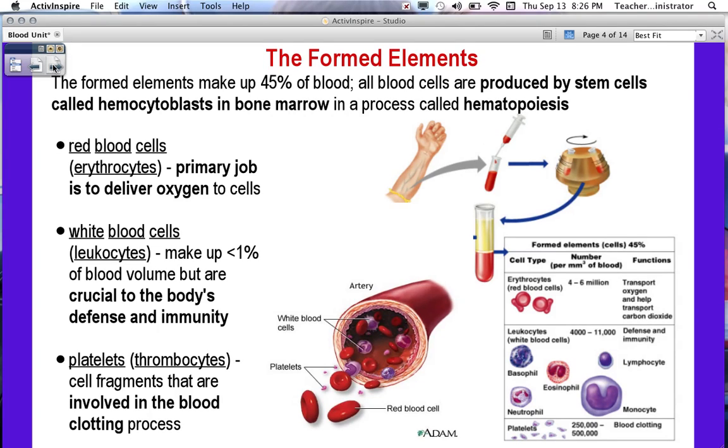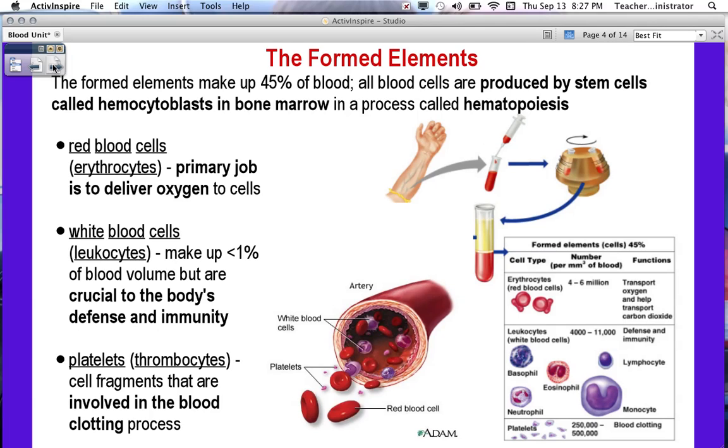If you were going to look at your whole blood, the formed elements make up about 45% of your blood, and all your blood cells are produced by stem cells called hemocytoblasts. And those hemocytoblasts are found in your bone marrow. And the process of making your blood cells is called hematopoiesis. Okay? And that was in your prefix and suffix homework. So remember, heme means blood, and poiesis means production or formation. So hematopoiesis would mean forming blood or producing your blood.